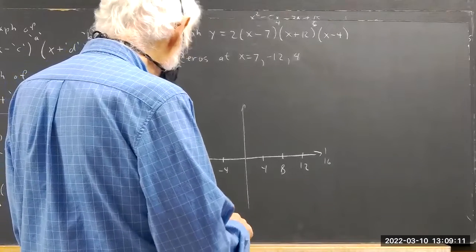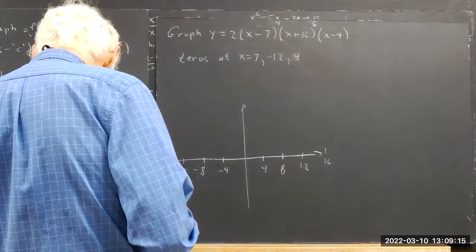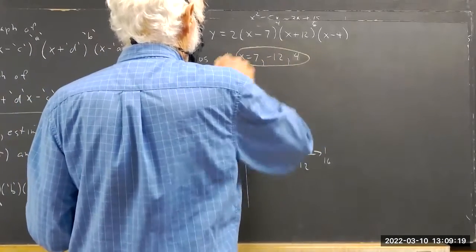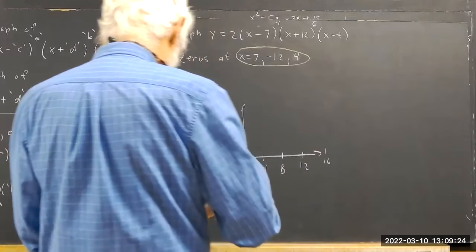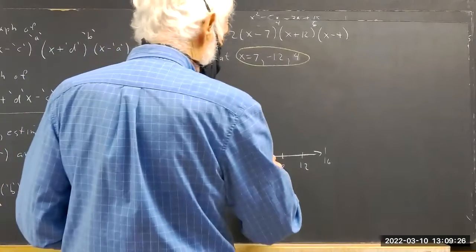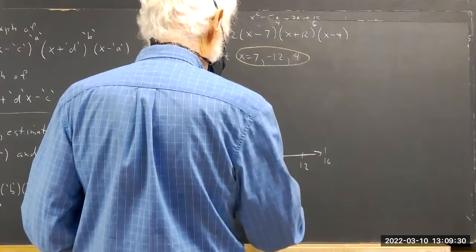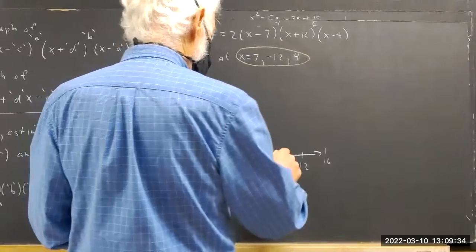X equals 7 is here. Let me color code this. I'm going to circle this in yellow. Now, the position 7. I might want to go ahead and subdivide the interval between 4 and 8. That would give me 6 here, and then 5 here and 7 here. So now I see where my 7 ought to be.